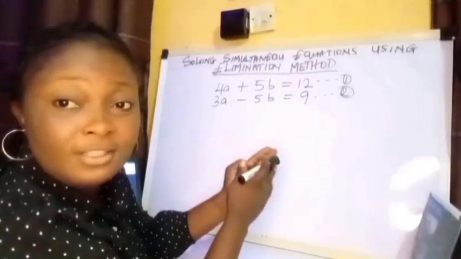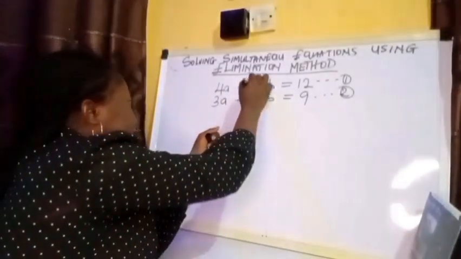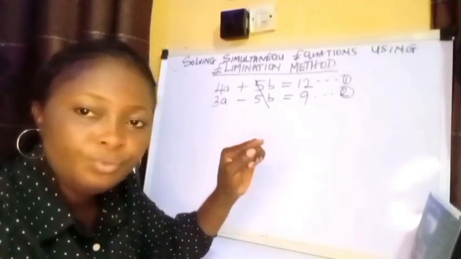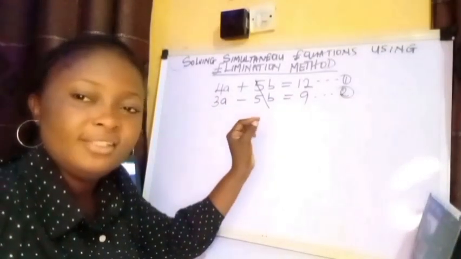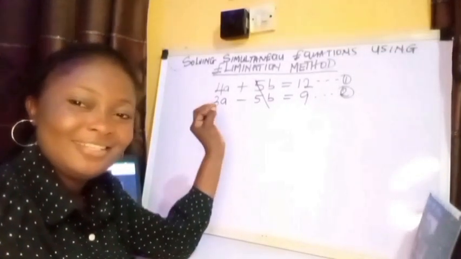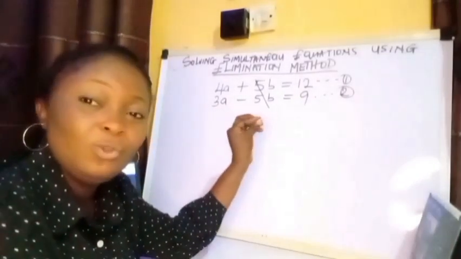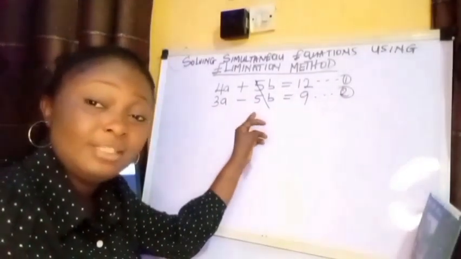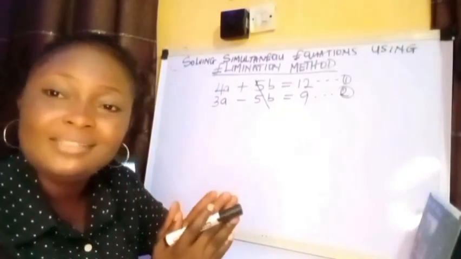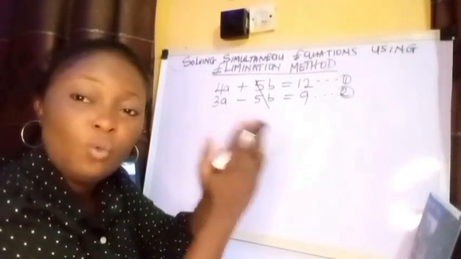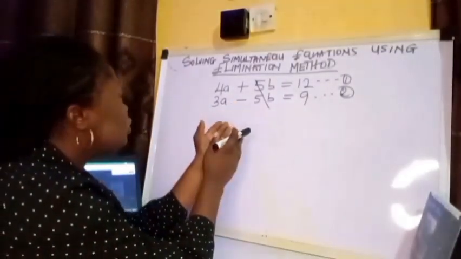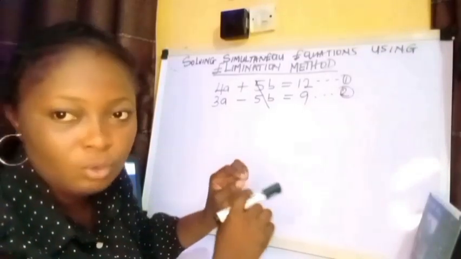Since their coefficients are 5 and 5, I'll go ahead and cancel. Now, hint 2. After eliminating the unknown that you want to eliminate, look at its signs. The unknown we eliminated here is b. If the sign b has in equation 1 is the same as the sign it has in equation 2, we are going to subtract the equations.